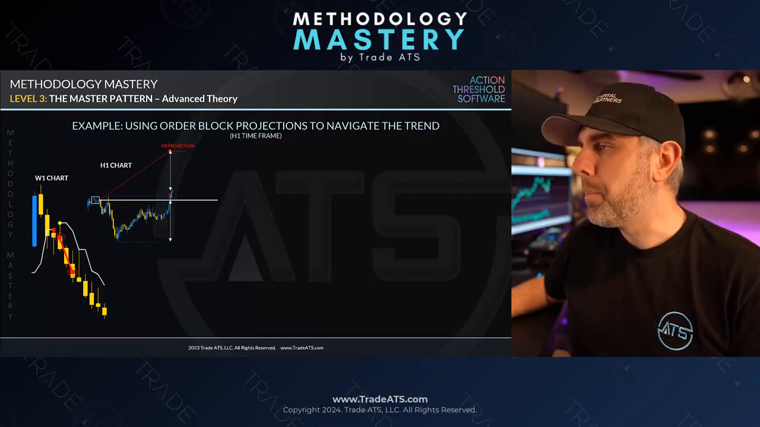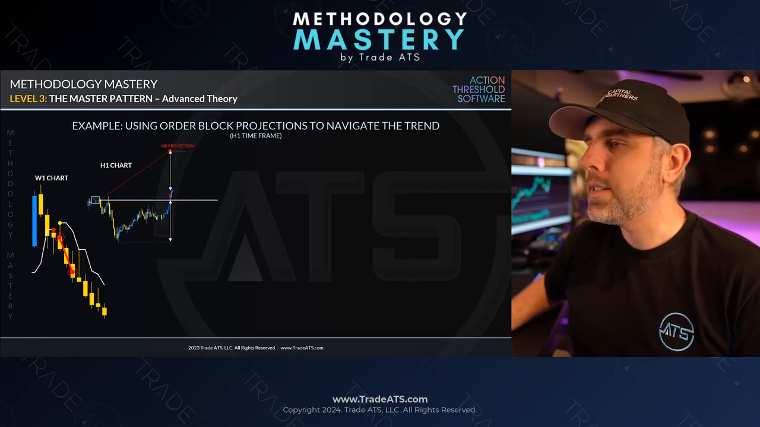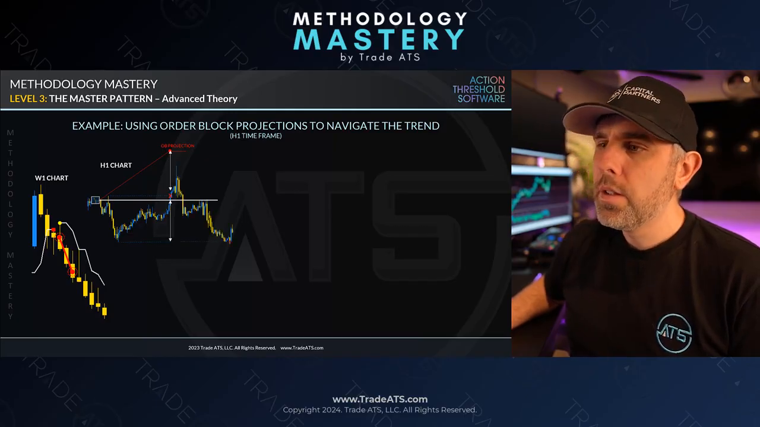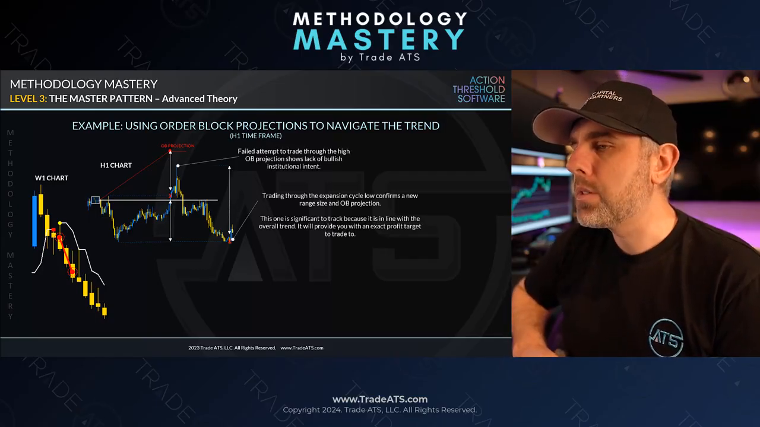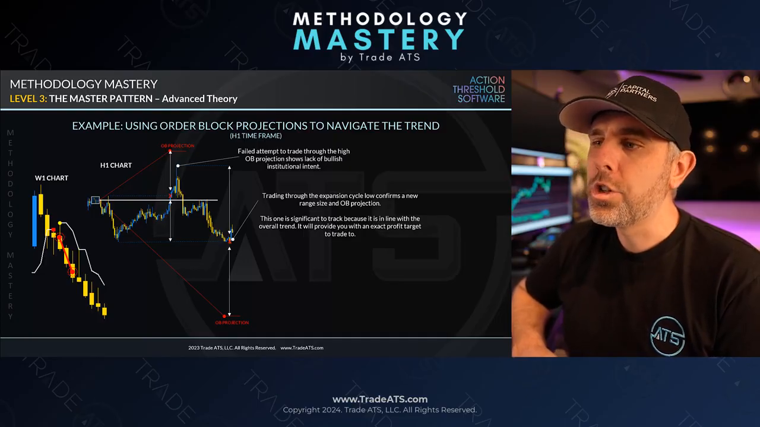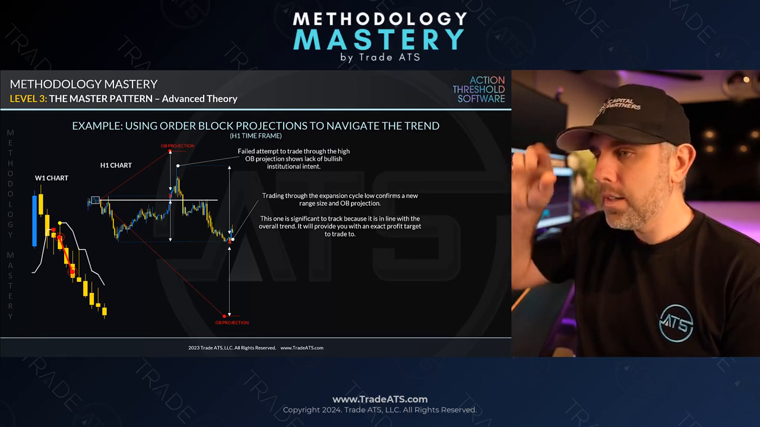Now, keep in mind, the higher time frame money is going down in this situation. The weekly is heading down, and this is a 1 hour chart. So from a basic strategy standpoint, we are now overvalued in a market that is declining. So let's keep that in mind as we keep going through this example here. So as the market trades up, what happens? We have a failed attempt to trade through the high order block projection, which shows a lack of bullish institutional intent. Keep in mind, they are setting the range.